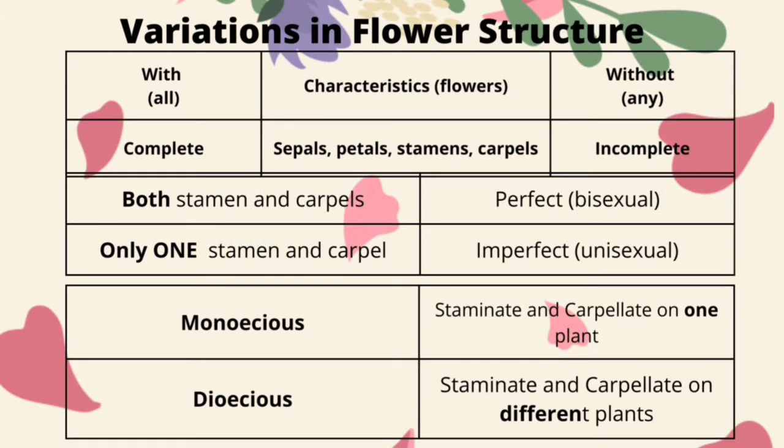Before I go, there is a variation in flower structures, which are divided into 2: a complete flower structure and an incomplete flower structure. A complete flower structure would have sepals, petals, stamens, and carpels, while an incomplete flower structure would lack some of these. If both stamens and carpels are present in a plant, it is called a perfect or bisexual plant. While if the plant only has a stamen or a carpel, it will be an imperfect or unisexual plant.